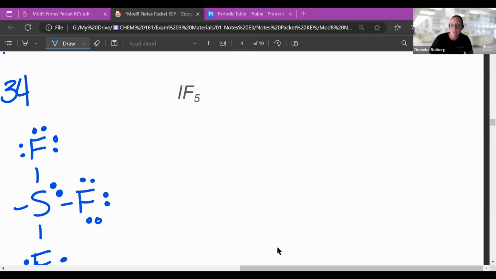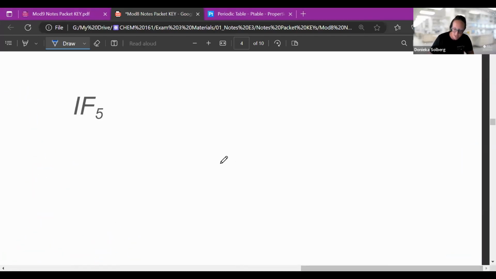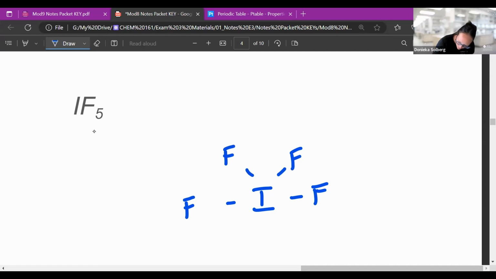All right, now I'm going to do IF5. I'm going to zoom in a little bit so you guys can't see the other one's answer. I've got these 2. These are both halogens. I am going to put I in the middle and then all my fluorines on the outside. 2, 3, 4, 5. And no, you do not have to space them out perfectly or anything. That's just what I'm going to do. Then I'm going to fill them all up. 2, 4, 6. 2, 4, 6. So all my fluorines have octets.